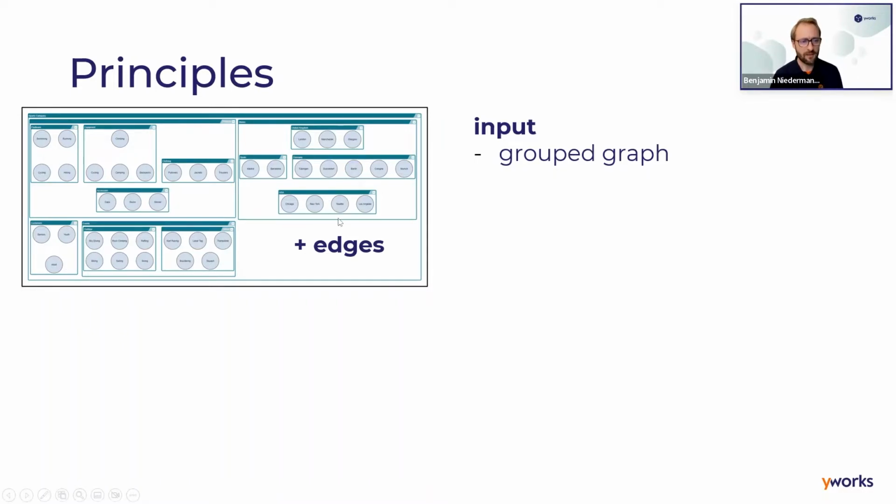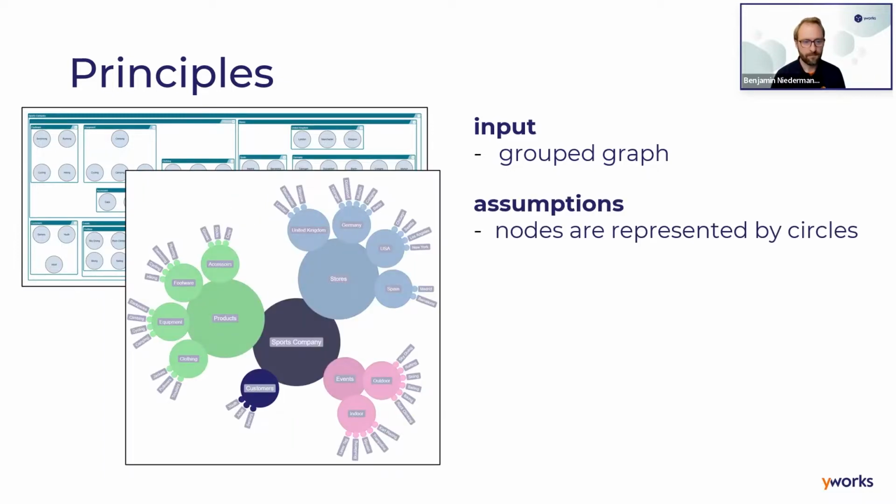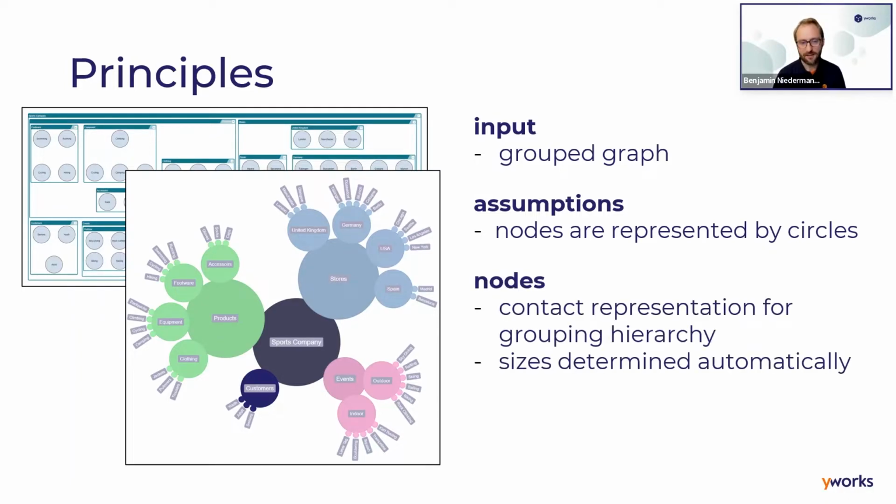And of course, you can also add edges between the nodes, which I haven't depicted on this slide because it would be really cluttered for our example. But you can imagine that there are some edges. And then we also make the assumption that the nodes are represented by circles. This is an important assumption later on to get a nice layout or visualization of this graph.